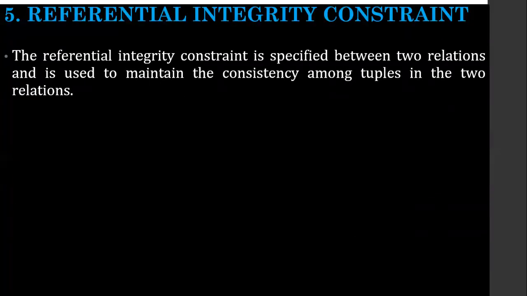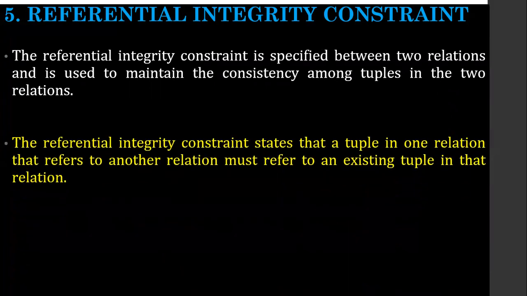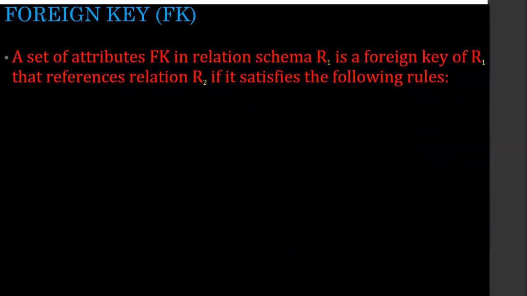The referential integrity constraint is specified between two or more relations, and it is used to maintain consistency among tuples in the two relations. It states that a tuple in one relation that refers to another relation must refer to an existing tuple in that particular relation. For example, a set of attributes FK in a relation R1 behaves as a foreign key of R1 that refers to R2 if it satisfies some conditions.